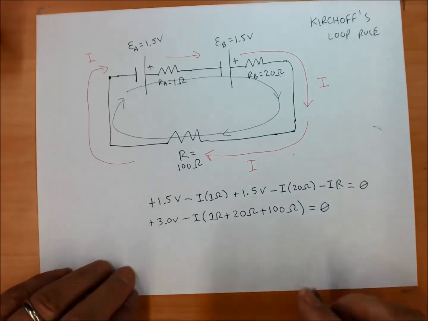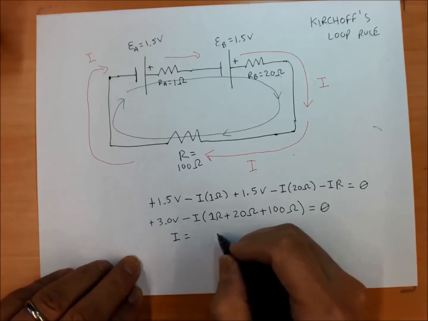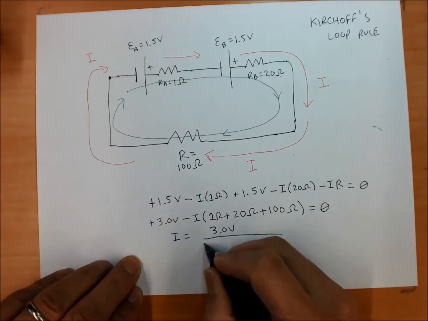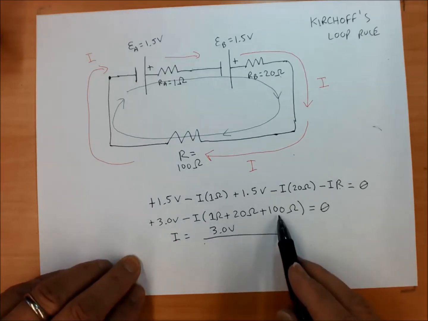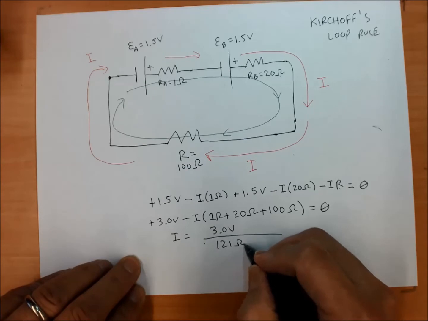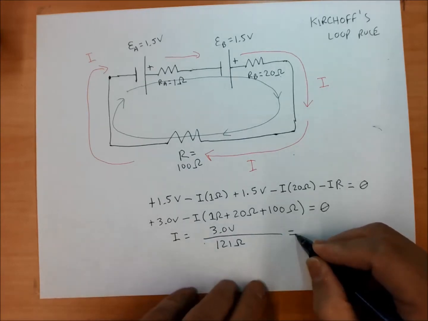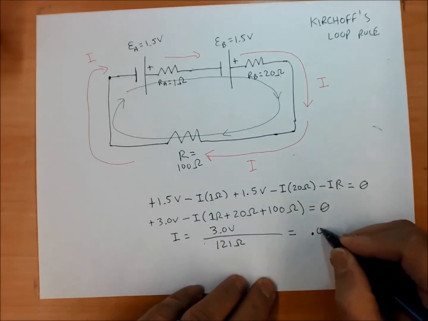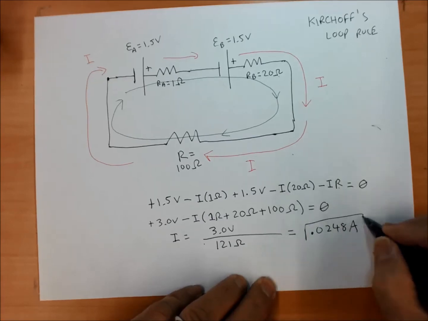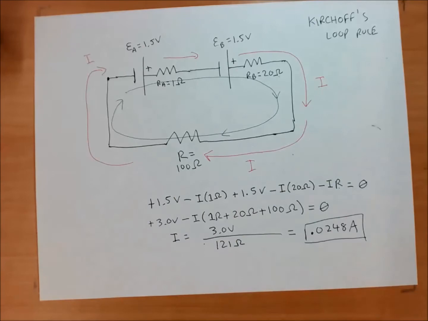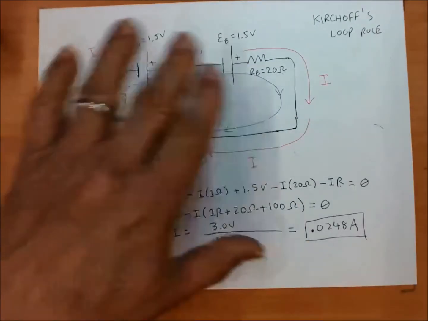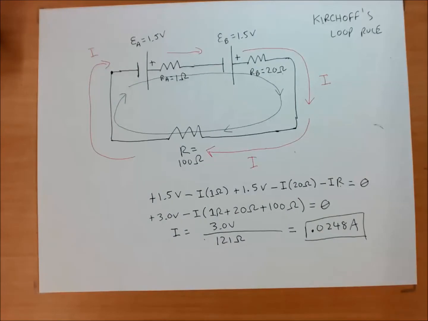And so now I can solve for I. I is equal to 3.0 volts divided by, well, adding all these resistances together, that would be 121 ohms. And when I work that out on my calculator, I get 0.0248 amps. That would be the current going through my circuit here, going through both batteries and also through the external resistor.